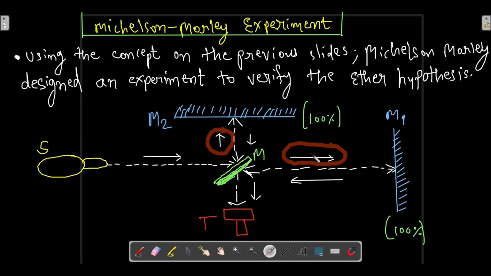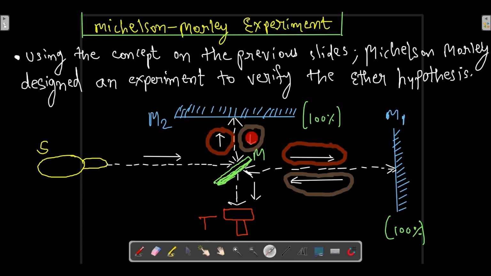Now the beam reflected from M will go and fall on mirror M2. After falling on M2, this red colored beam which is going upwards will now come downwards in the form of this brown colored beam. And this red colored beam which was moving rightwards will reflect from M1 and come in the direction shown in brown color.